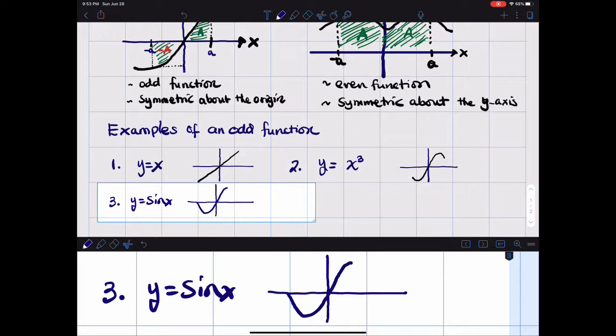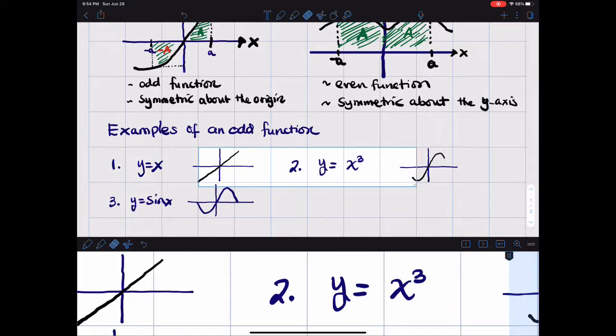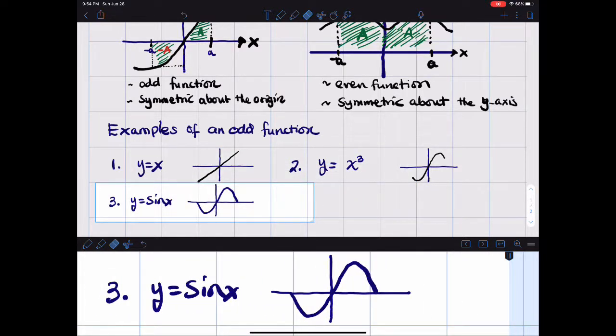Kind of looks like x cubed, but it's not. Okay, y equals sine x. So in general, if you have a polynomial, or if you just have a power function that has an odd integral power, that function is definitely an odd function. For instance, y equals x is odd, y equals x cubed, y equals x to the 5th, y equals x to the 7th. All right, so those are all odd functions. And then we have some other classic odd functions like the sine function.